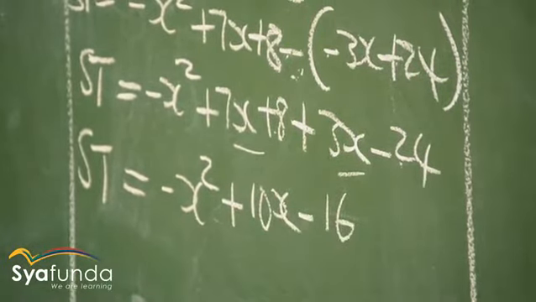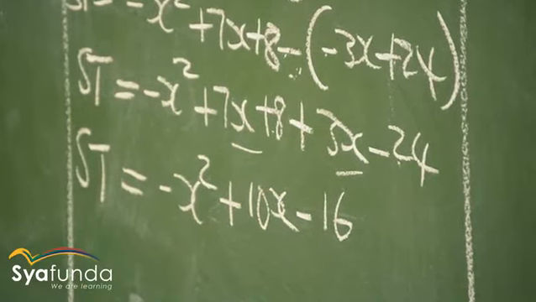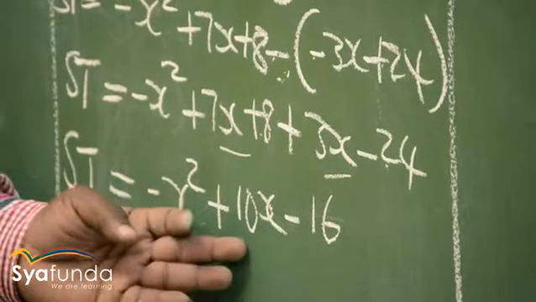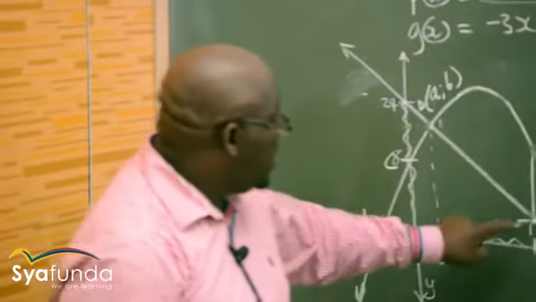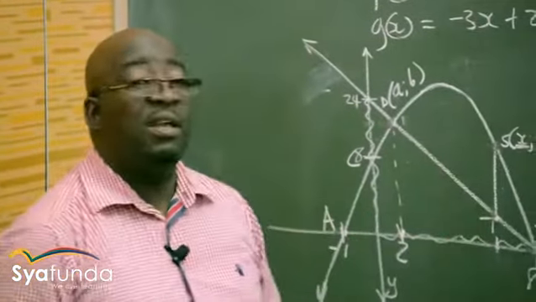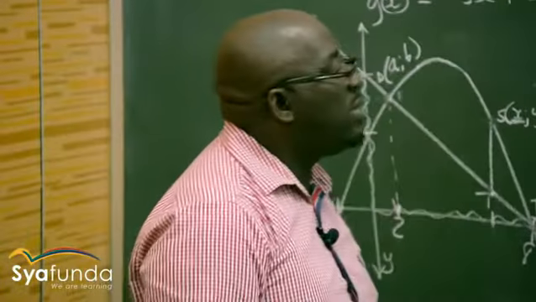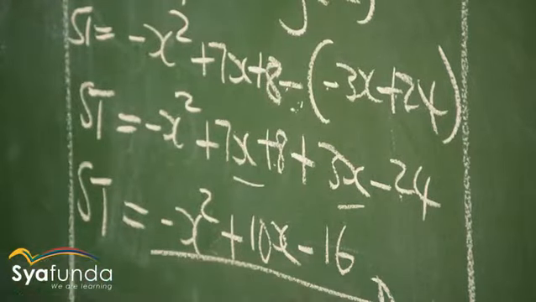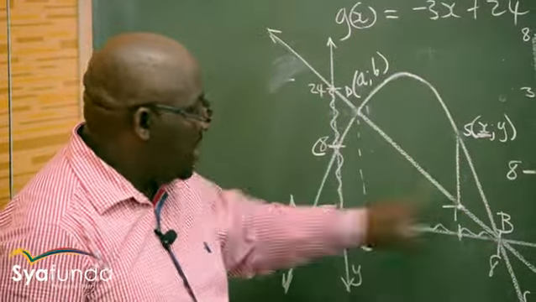In fact, I would have just given you that from the previous information. So ST in terms of x will then be minus x squared plus 10x minus 16. That will be the value of ST. So just this distance will be equal to that in terms of x. Right. The last question that I want us to respond to is to find the maximum length of ST.